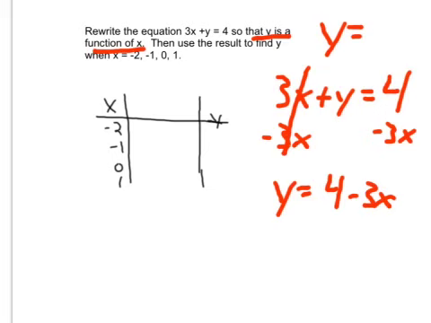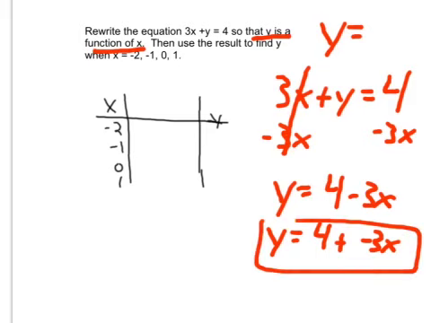Okay? And because Mr. Ayers is going to be picky about this, we're going to go ahead and change the subtraction to addition. And you should always do that. Okay? Change your subtraction to addition. So here's my equation so that y is a function of x.